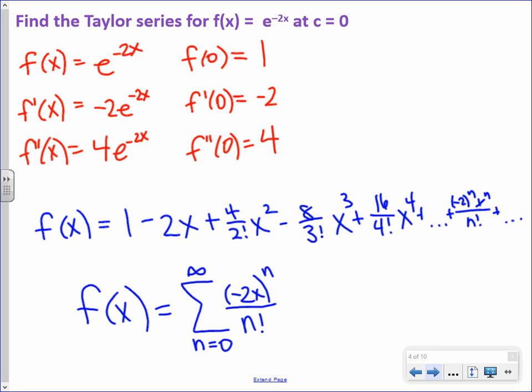Now that we've done that example, let me tell you about the 3 functions I need you to remember to make these Taylor series go more smoothly. We know the derivative of e to the x is e to the x, e to the x, e to the x, right? So let's talk about e to the x as a Taylor series.